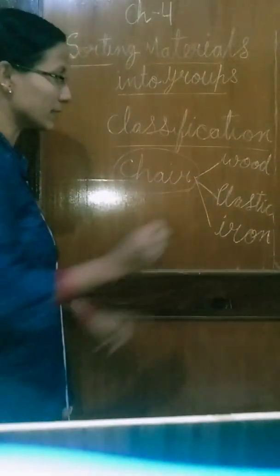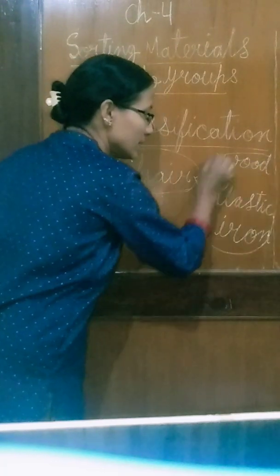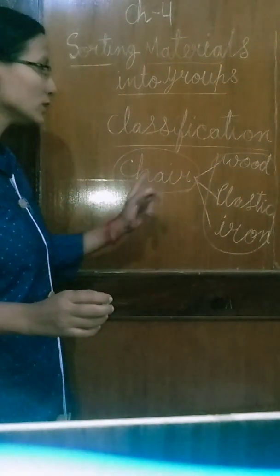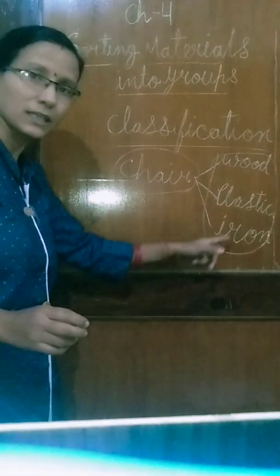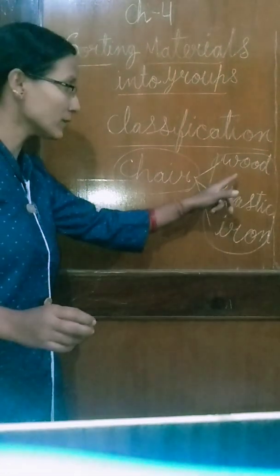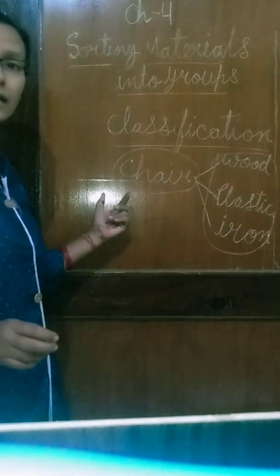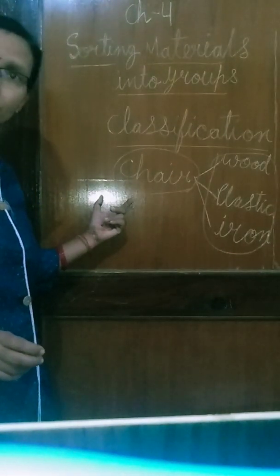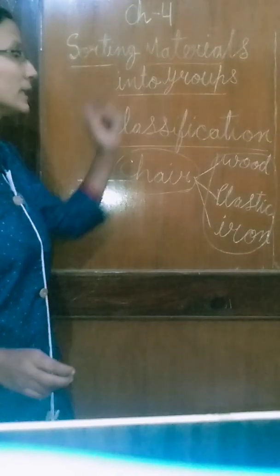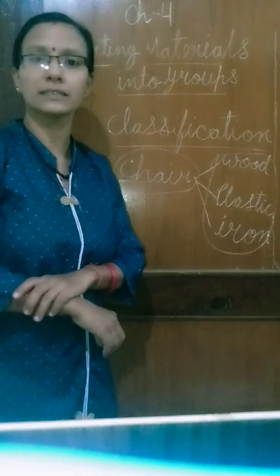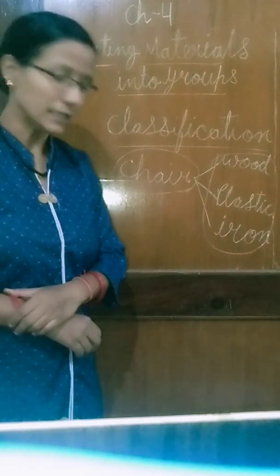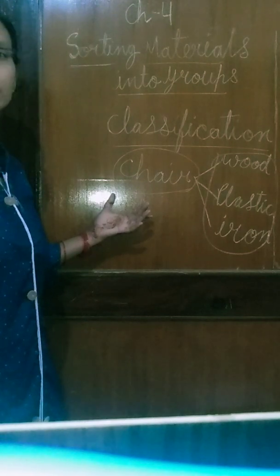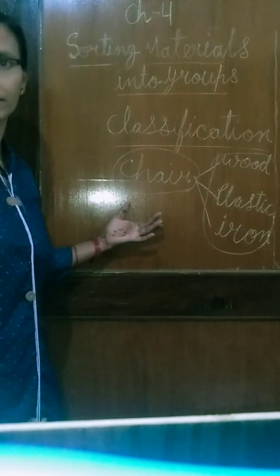So different materials, what are these? These are the different materials which we can use to make the chair. So the same thing is made by different materials, and different materials we can use for making the same thing. Is this clear? Sorting materials. So why are we sorting the materials? By which we can identify things very easily. If we are not grouping things in a proper way, it's very difficult to identify.